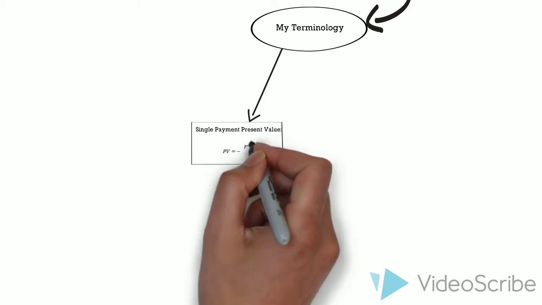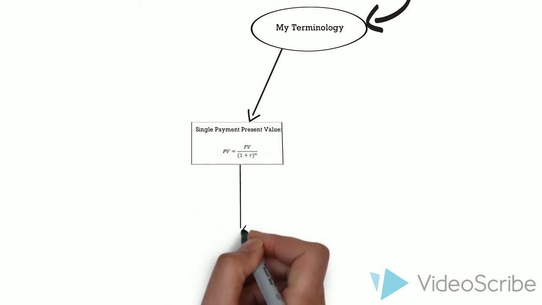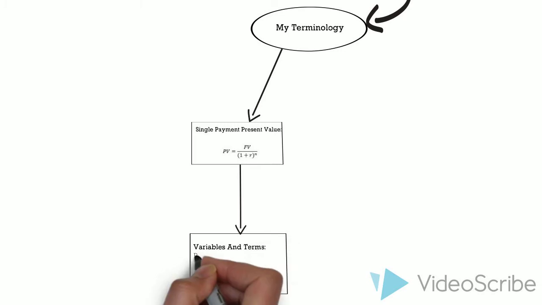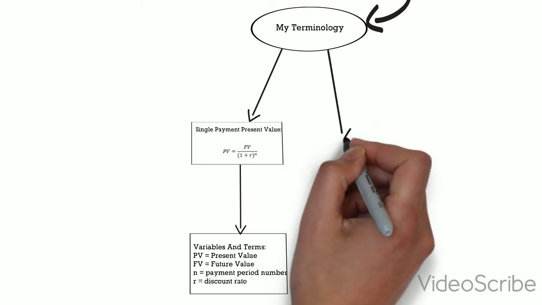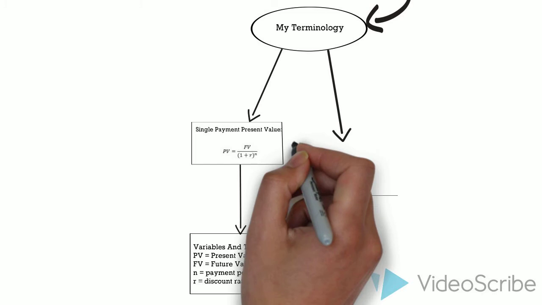That being said, the most basic present value term is the single payment present value, which is illustrated in the following equation. PV equals FV divided by 1 plus R to the power n, where PV is the present value, FV is the future value, n is the number of payments for a given period of time, and R represents the discount rate. This describes the present value of a single payment any time into the future.